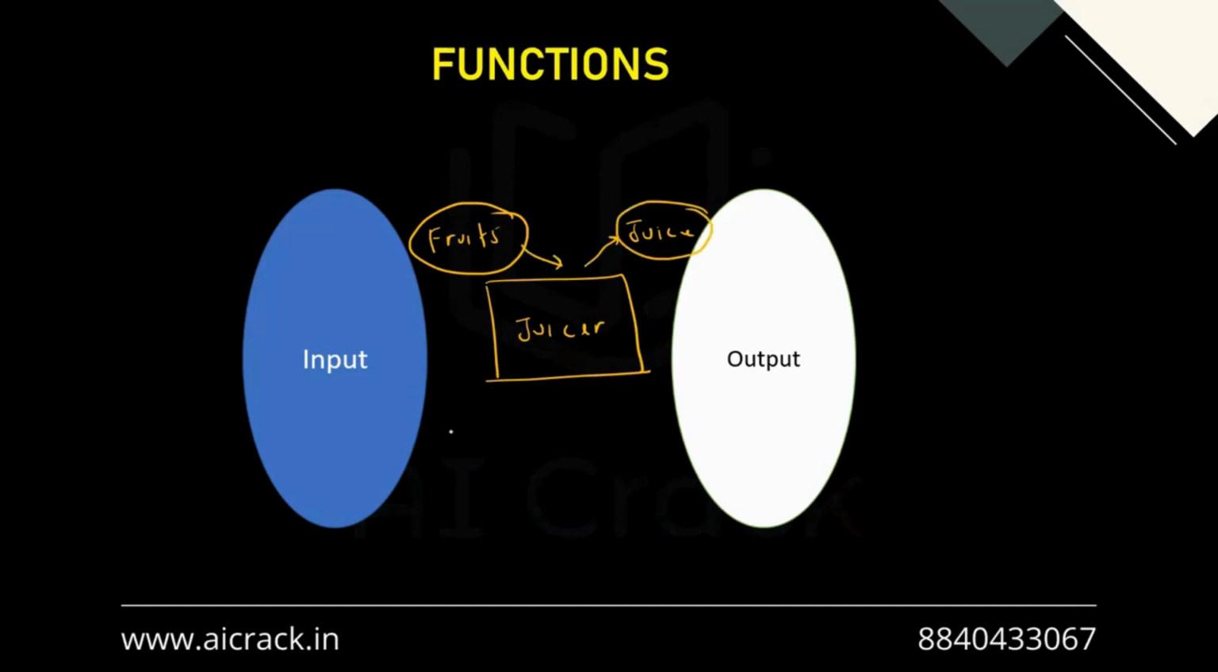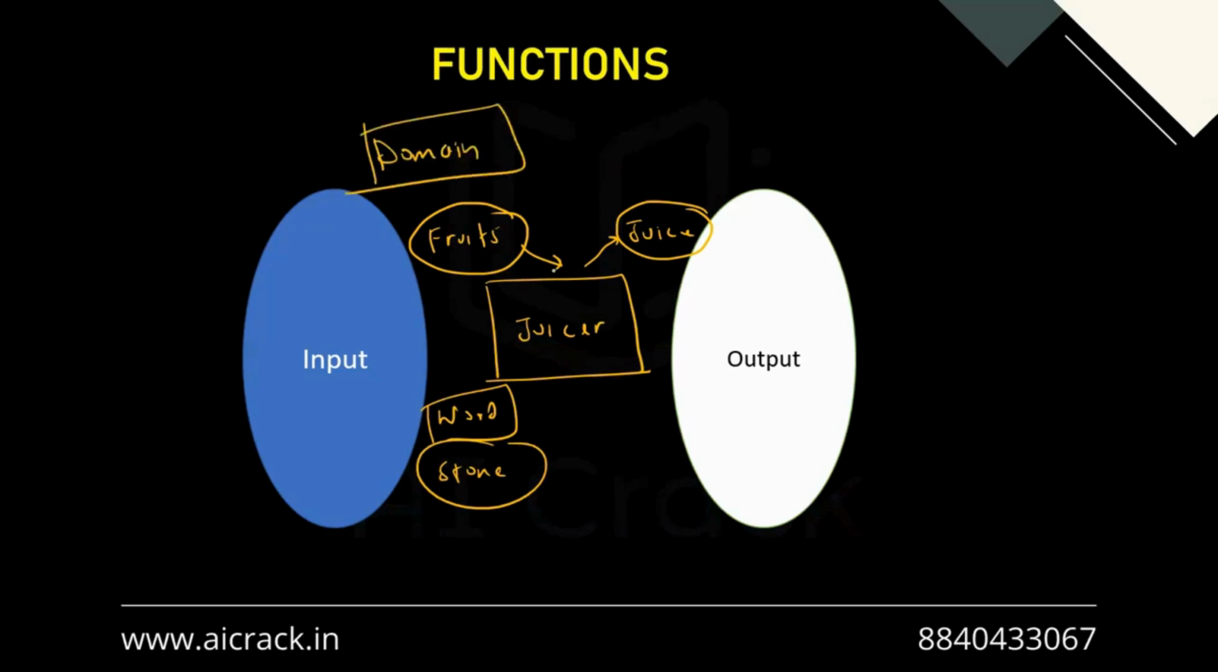Now we cannot give wood as input, we cannot give stone as input. These are irrelevant inputs. So basically that would lead to the concept of domain eventually, right? We have to give the desirable inputs, relevant inputs in the function to get the desirable outputs, right? This is the basic understanding of functions.